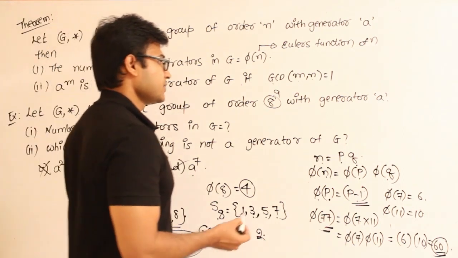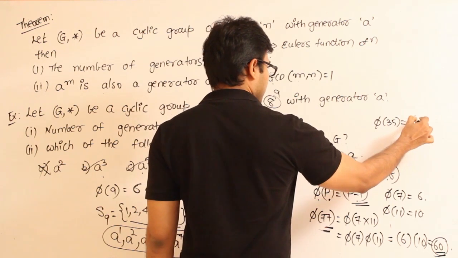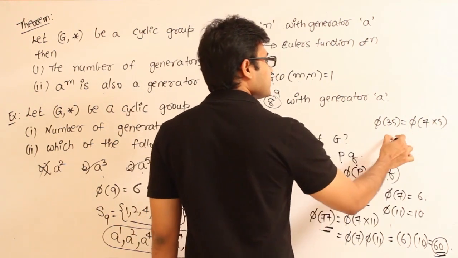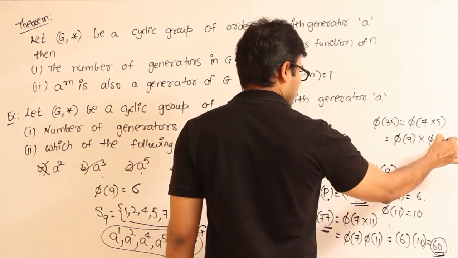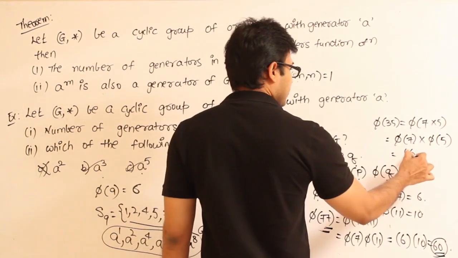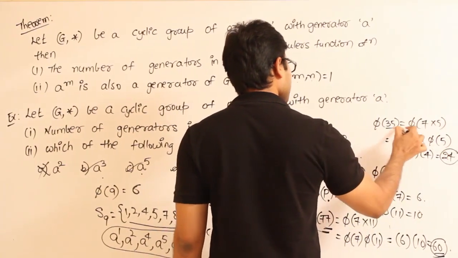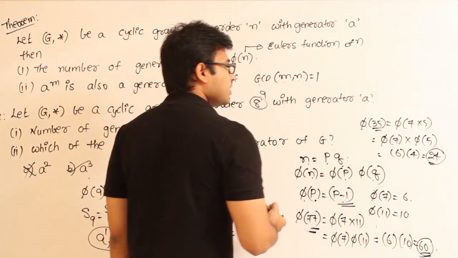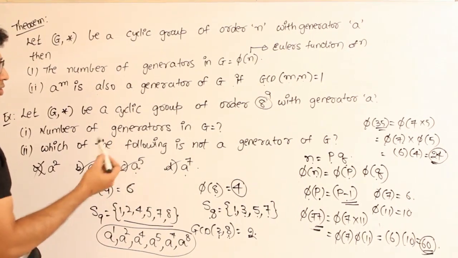If you want to see one more example, what about phi of 35? Phi of 35 can be written as phi of 7 into 5, right? Then phi of 7 into 5 is phi of 7 into phi of 5. Phi of 7 is 6, and phi of 5 is 4, which gives 24. So for 35, if the group size is 35, then the number of generators is going to be 24. Got it?